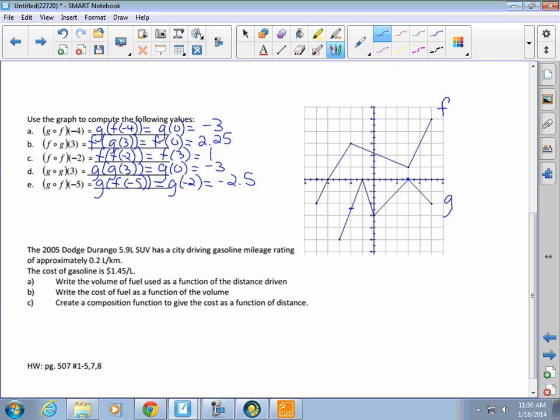The trick to doing it from the graph is the same thing as you did before. Work on the inside function, find the y value, substitute that as the x value that you're going to use for your second function, and then you can find the y.